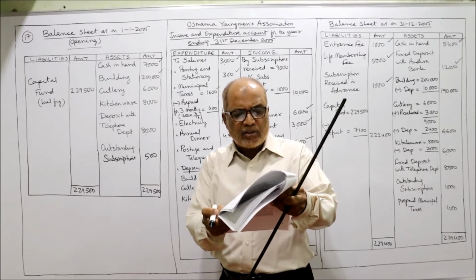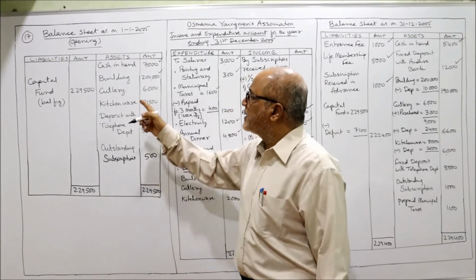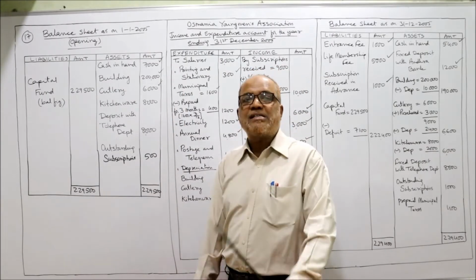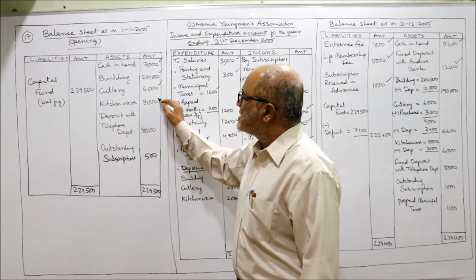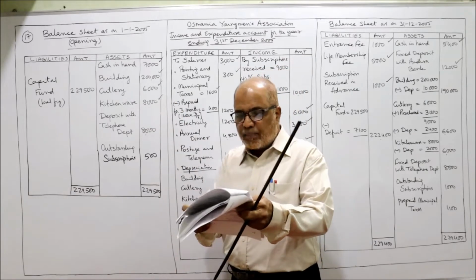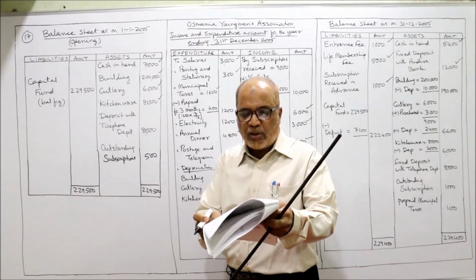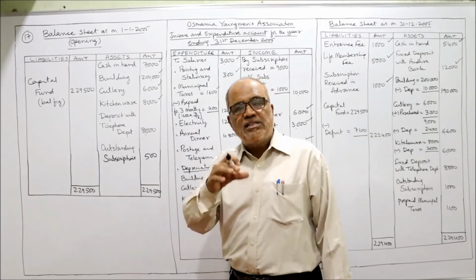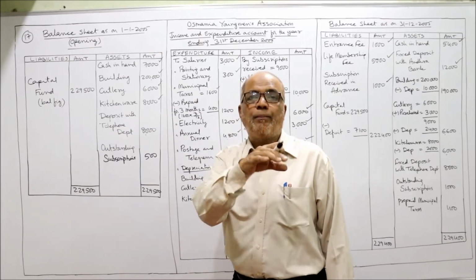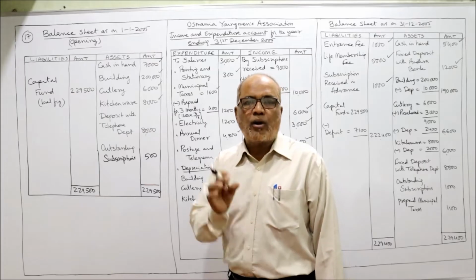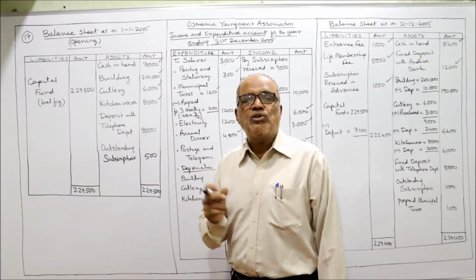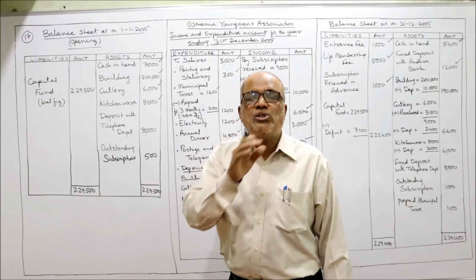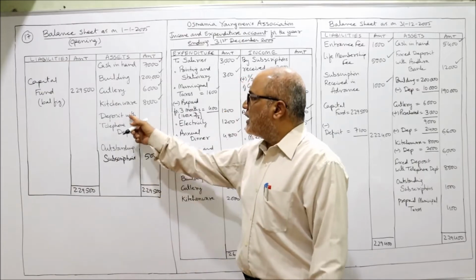Next, cutlery worth rupees 6,000. So at the beginning of the year, cutlery worth rupees 6,000, asset. Next comes kitchenware worth rupees 8,000. Kitchenware is an asset, 8,000. There is a deposit with the telephone department under the Own Your Telephone scheme amounting to rupees 8,000. That means this association has made a deposit with the telephone department under the OYT scheme, Own Your Telephone scheme. So it is an asset because the association's money has been deposited with the telephone department.